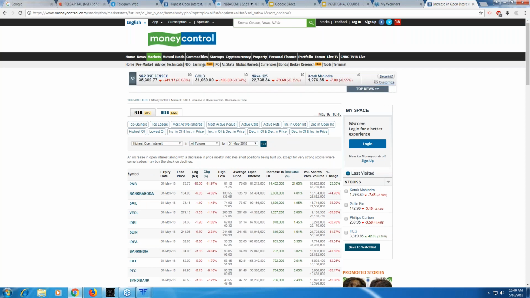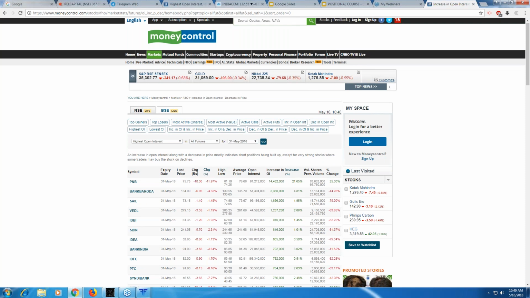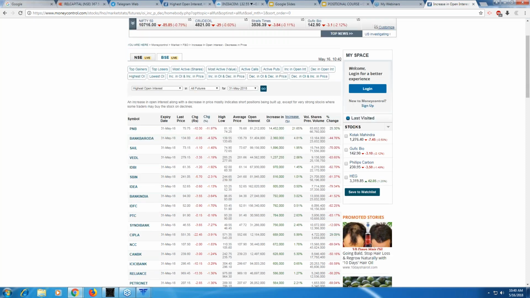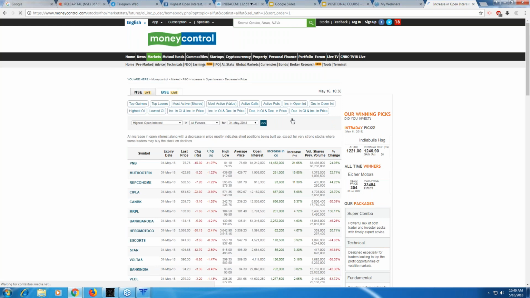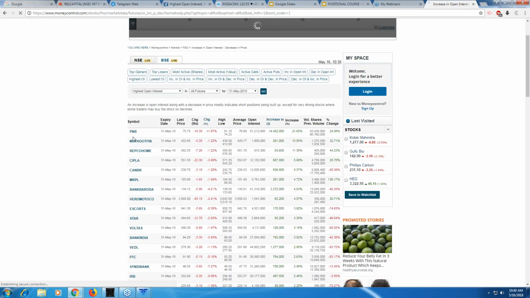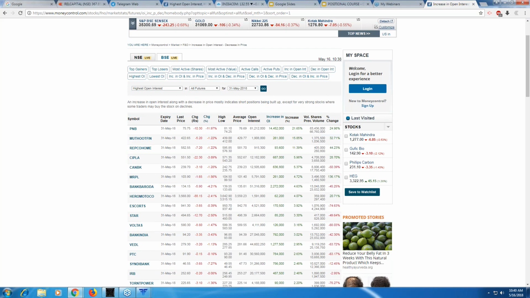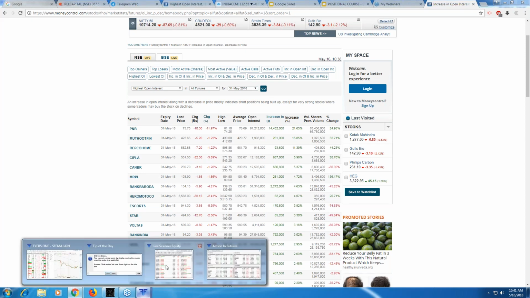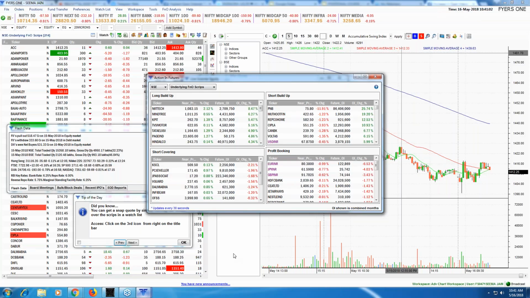So here, let's organize once again, with the highest at the top. Where are the highest positions being built? PNB, Muthoot Finance, Repco Home, Cipla, Can Bank, MRPL. These are the places where the shorts are being built, and that is exactly what Fire is telling me too. So PNB, Muthoot Finance, Repco Home, Cipla, Can Bank, Voltas, right? These are the places where the shorts are being built. All right.